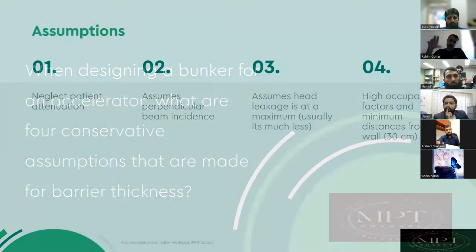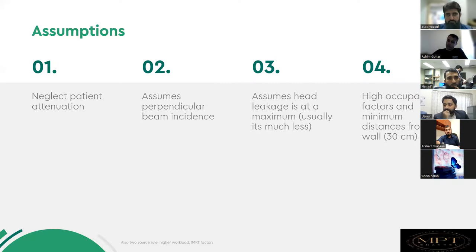Okay, let's go to some of the assumptions. The first thing is that when you are finding your transmission for your primary barrier, you are neglecting the attenuation of the patient, which is almost up to 30%. All right, that's the first assumption for the primary barrier. And as you said, the shortest path means that the beam is always hitting the primary barrier perpendicular to the wall, which is not always the case. But while doing the calculations, it is one of the very conservative assumptions.